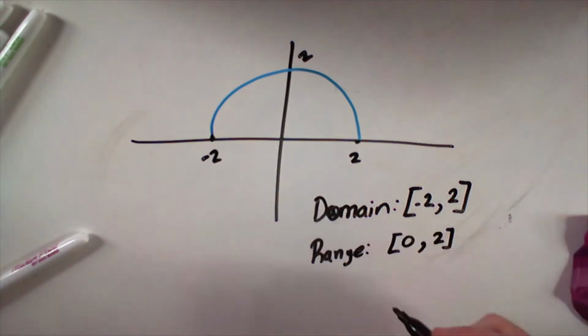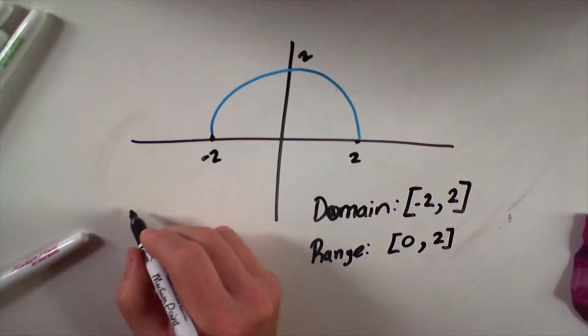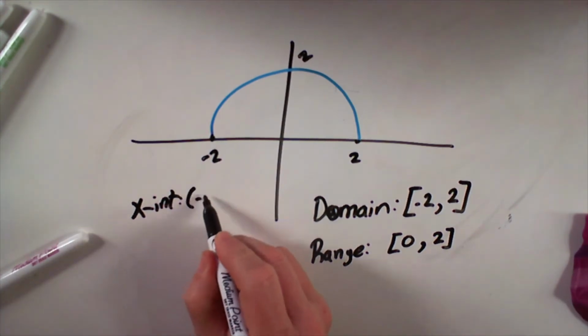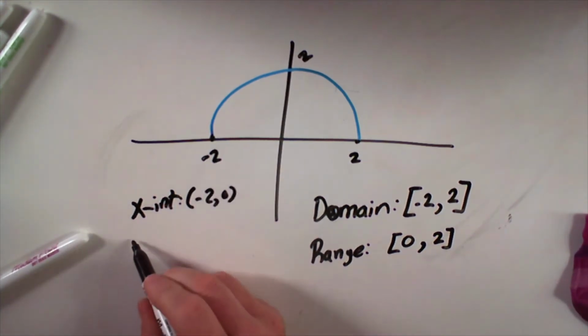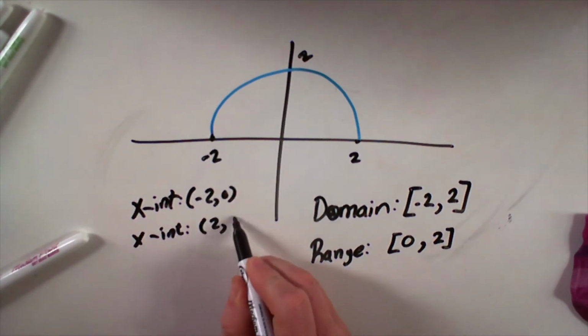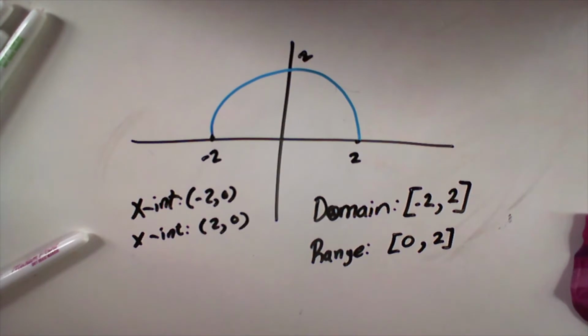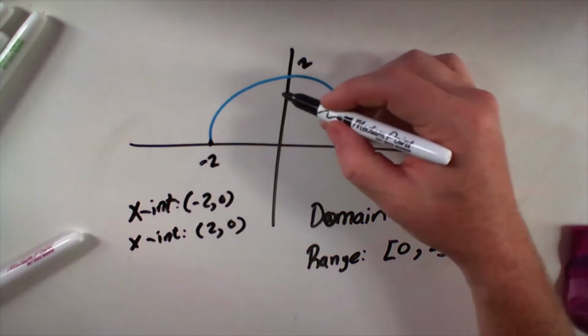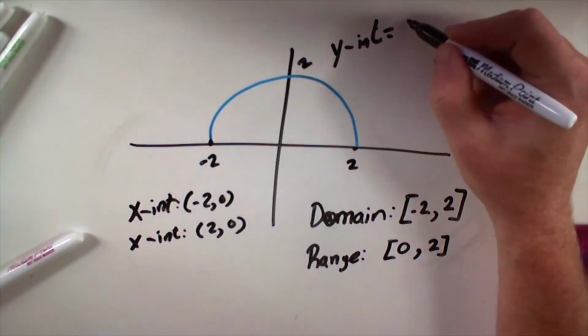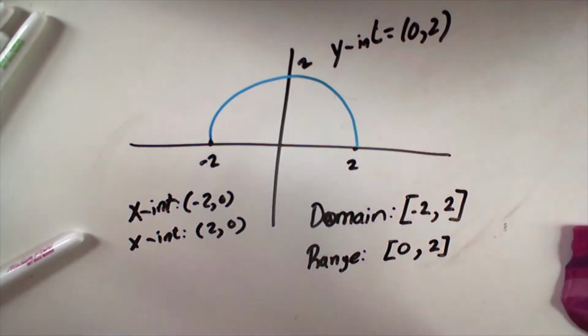Then we also have our zeros, or our x-intercepts, at the points -2, 0, and then we have another x-intercept at the point 2, 0. And just to add something else, we have the y-intercept up here, and the y-intercept is the point 0, 2. So that is the point where the function actually touches the y-axis.